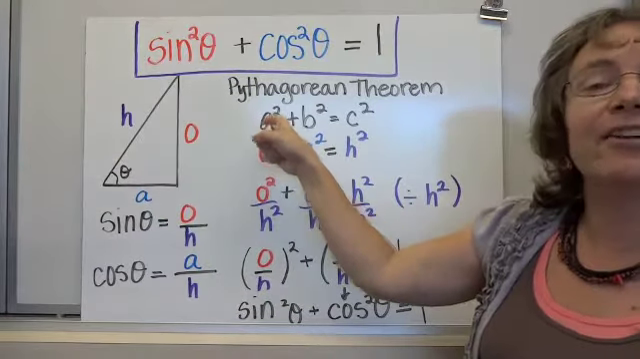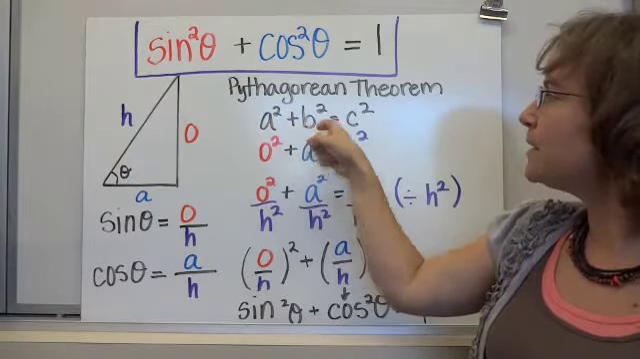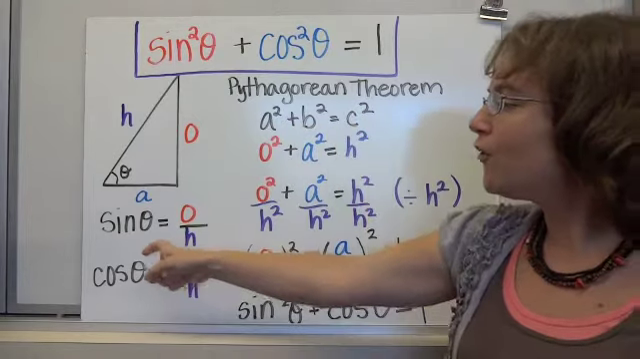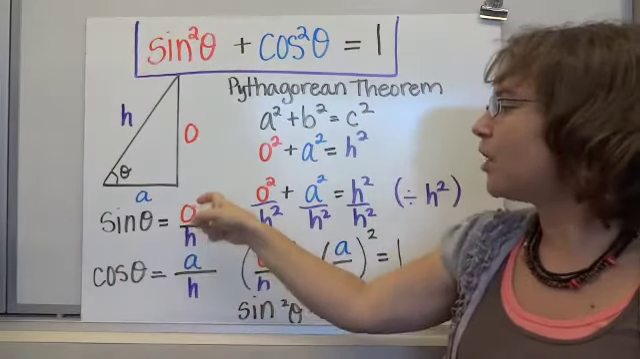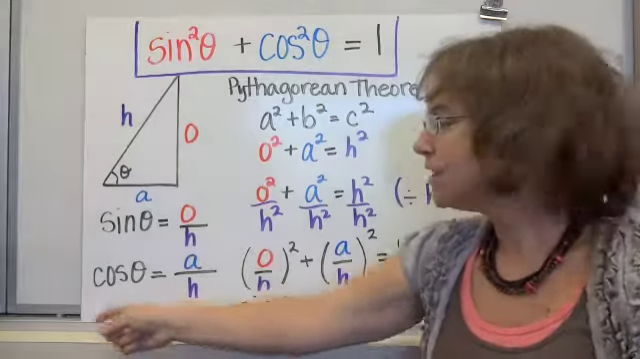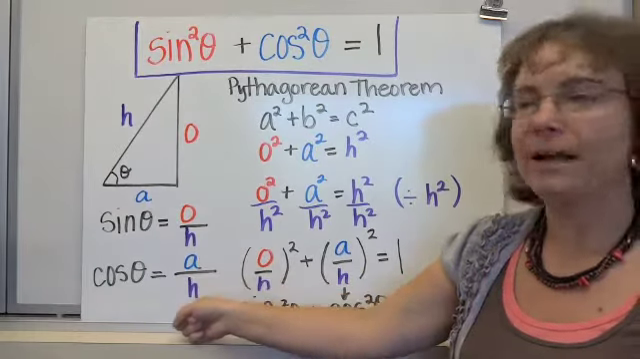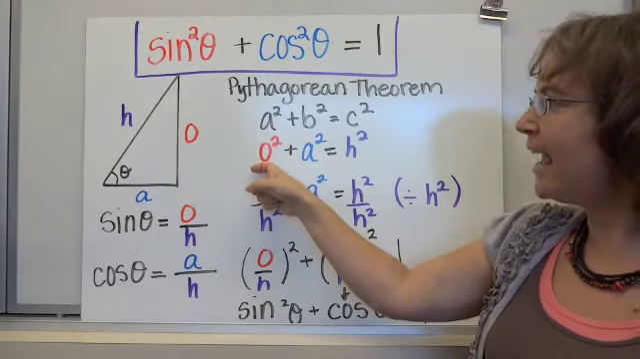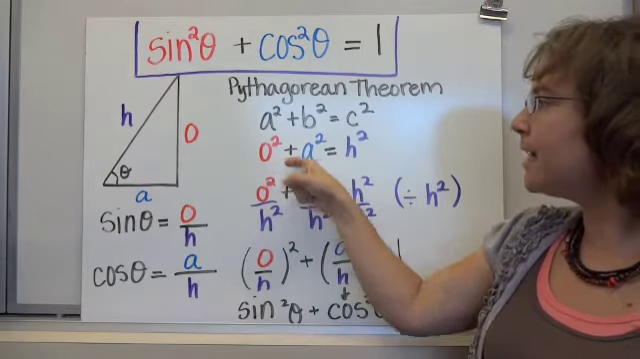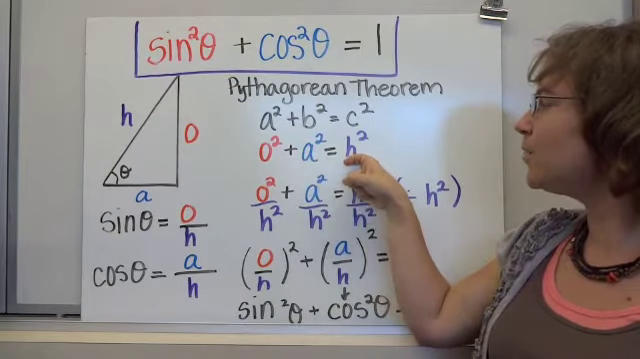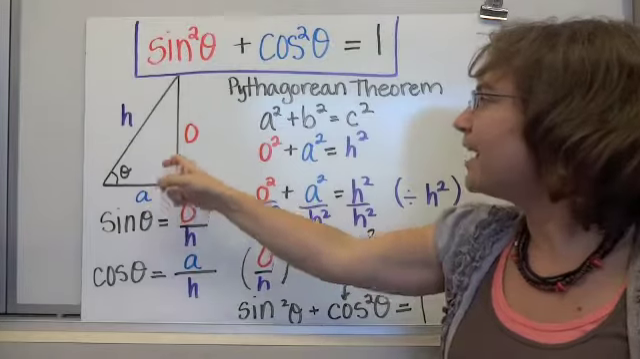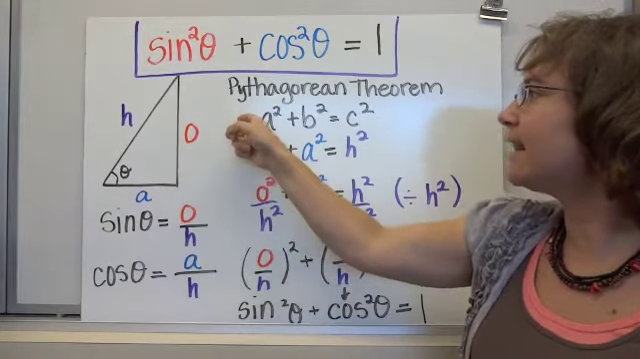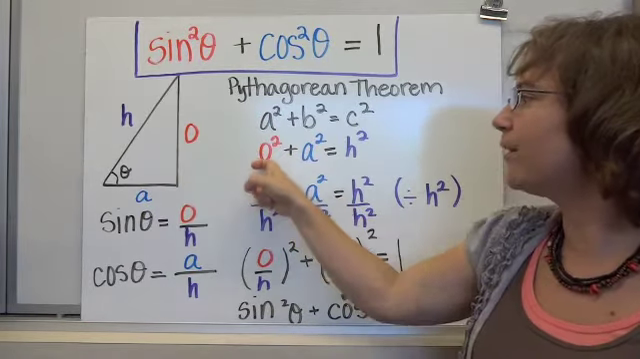And we know from the Pythagorean theorem that a squared plus b squared equals c squared. We also know that sine theta is equal to opposite over hypotenuse, and cosine theta is equal to adjacent over hypotenuse. So I have opposite squared plus adjacent squared is equal to the hypotenuse squared. And that's where I'm just doing my side length a squared. I'm taking this side and squaring it.